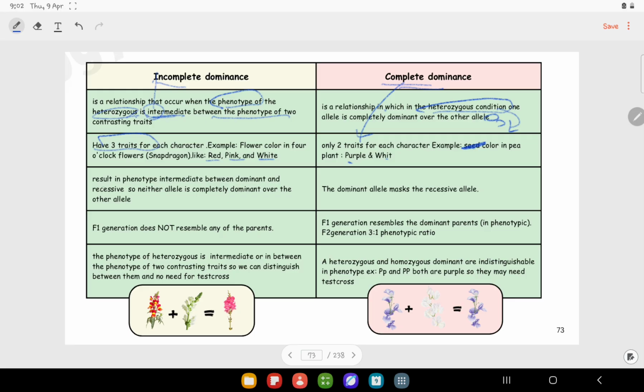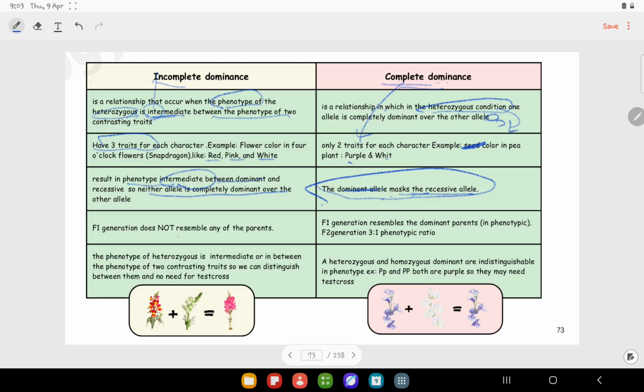Incomplete dominance results in a phenotype which is intermediate, in between the dominant and the recessive. So neither allele is completely dominant over the other. While in complete dominance, the dominant covers or masks the effect of the recessive. We can only see this statement in complete dominance, when the dominant completely dominates or covers the effect of the recessive.